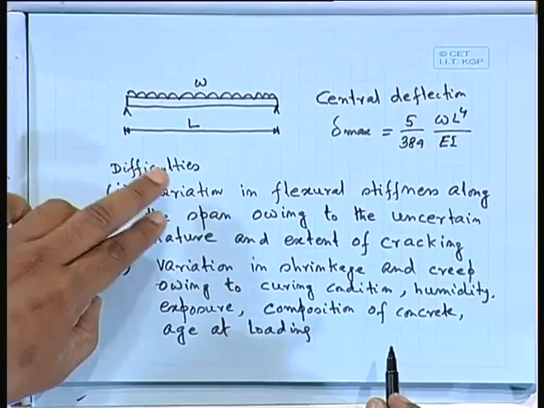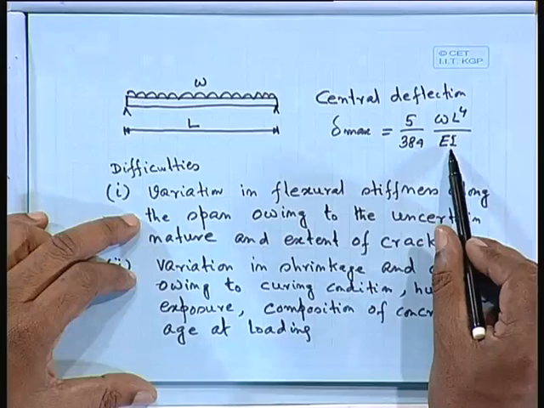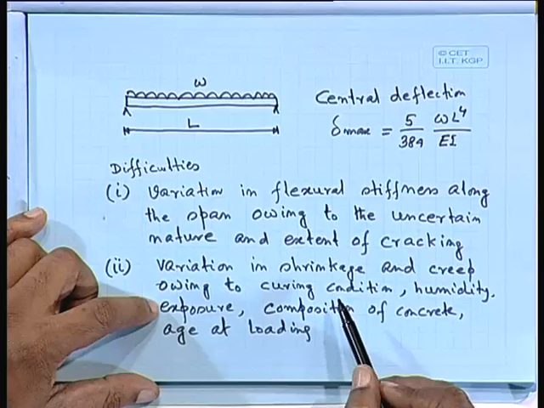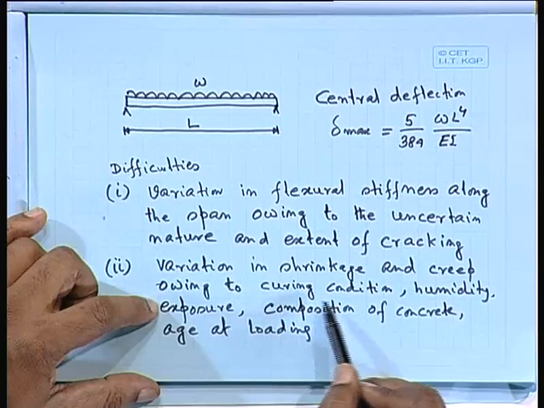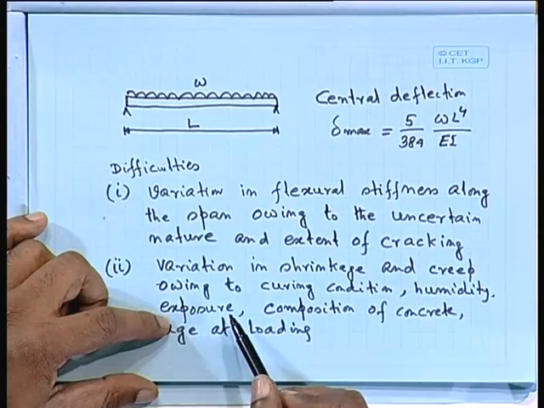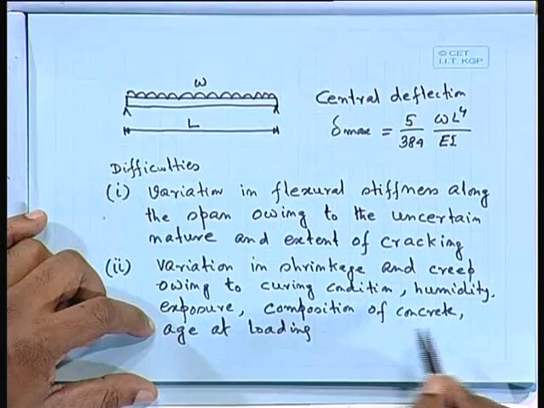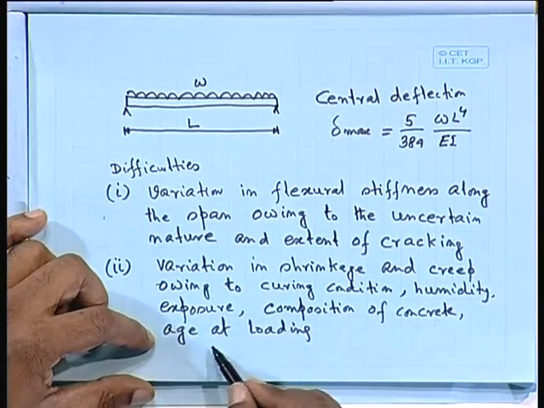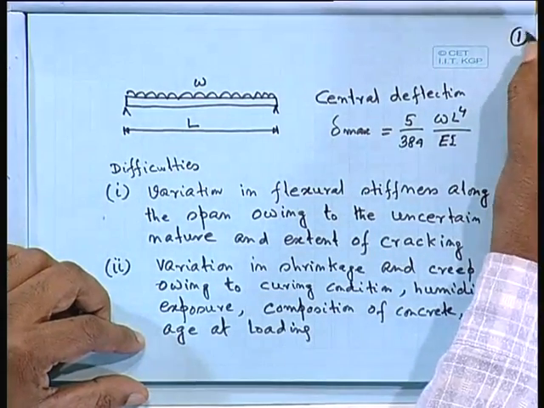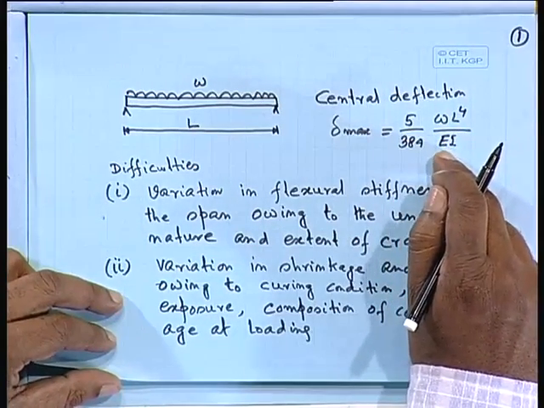So these are the difficulties we may face: first, flexural stiffness, because we do not know the proper EI, it is not uniform like steel; and second, shrinkage and creep, which depend on curing condition after casting, humidity, exposure conditions, whether mild or different, composition of concrete, what grade you are using, and age of the concrete at loading. We shall use the same formula, only we have to provide the proper E and I.